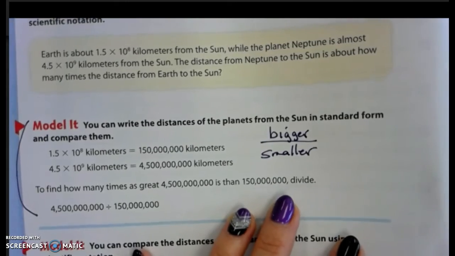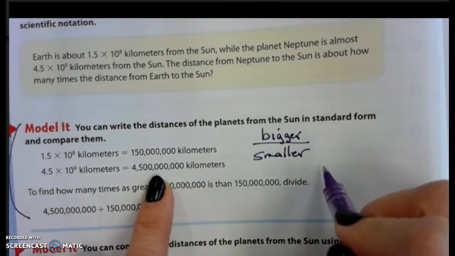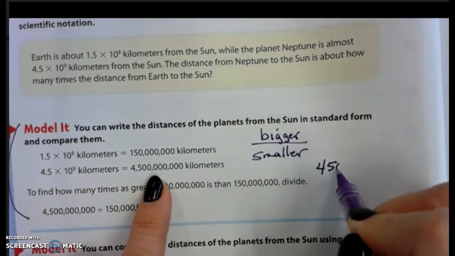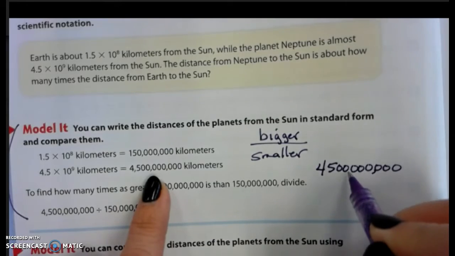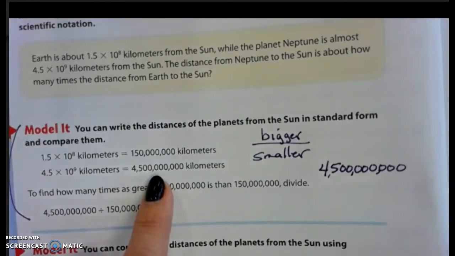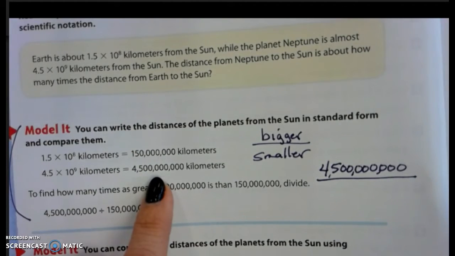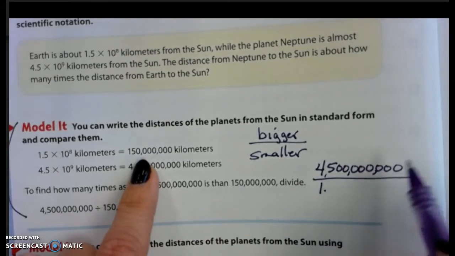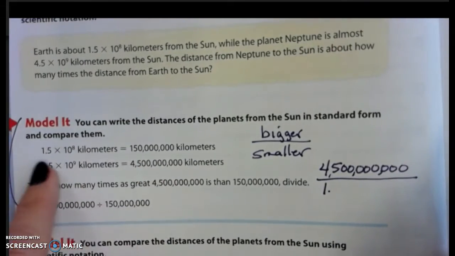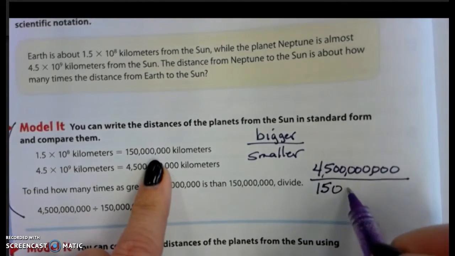Now, in standard form, it comes out to 4,500,000,000. The drawback to standard form is all of these zeros. You run such a high risk of getting too many or not enough that it's really better to learn how to do this in scientific notation. Now, let's see, the 1.5 times 10 to the 8 is 150 million.